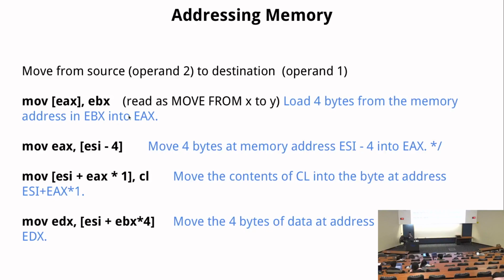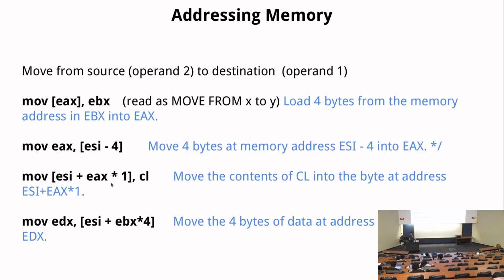Okay. So basically, we're moving the content in register EBX to the memory. EBX is a register. We move to a memory. The memory's address is at EAX. Then the second instruction is move what is at the memory address ESI minus 4. Whatever is stored there, we load that into the register EAX.